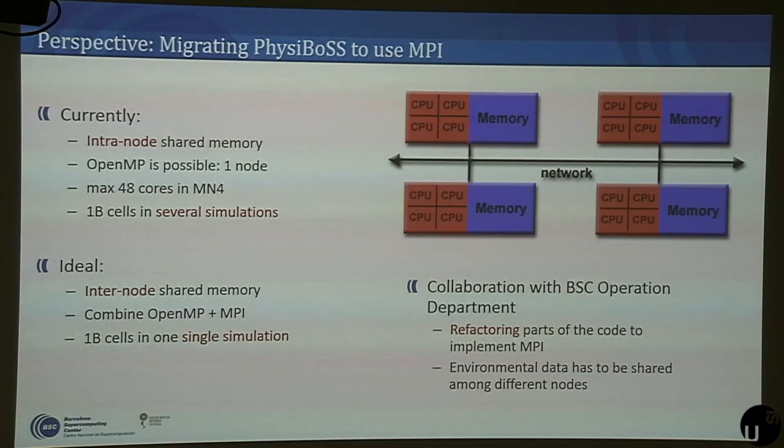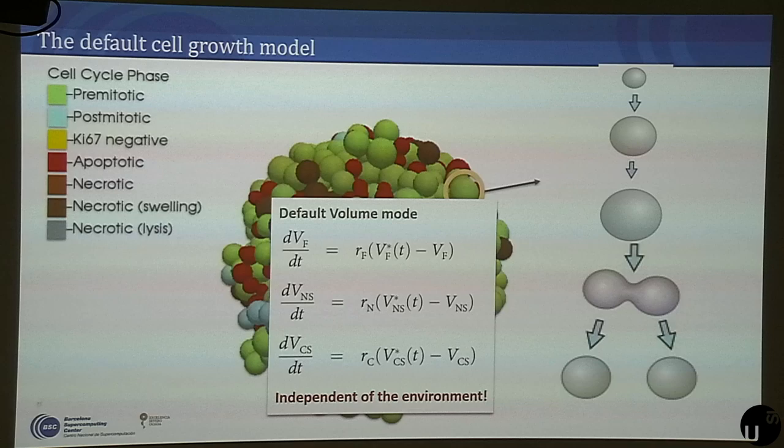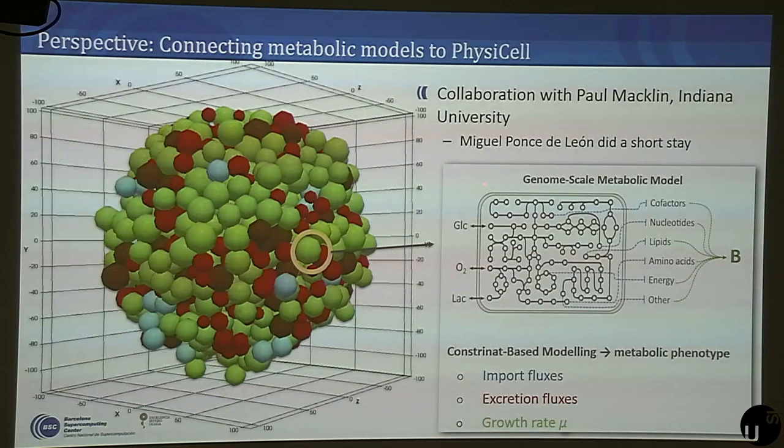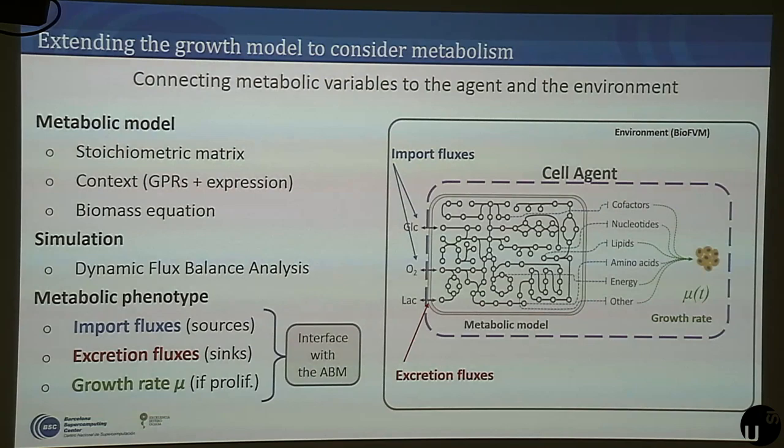Then Miguel Ponce de León is working on integrating metabolic modeling into these agents, in which right now what we have is a volume growth that is just a function of time. So you wait enough time, you grow, and then when you reach a critical volume, you just split, and then you have two daughter cells. So his idea was to integrate into each one of these agents a metabolic model that correlates with the input fluxes, so glucose, oxygen, whatever. It has also excretion fluxes, so you can produce things, like I said before about the lactate in the Warburg effect. And this would tell the agent how much it has to grow, if it has to grow.